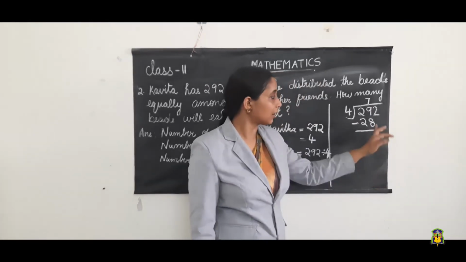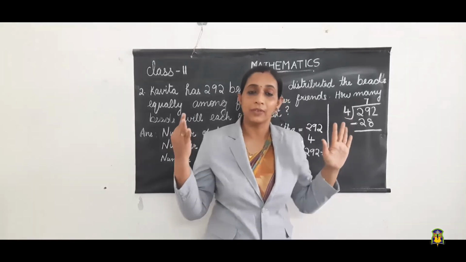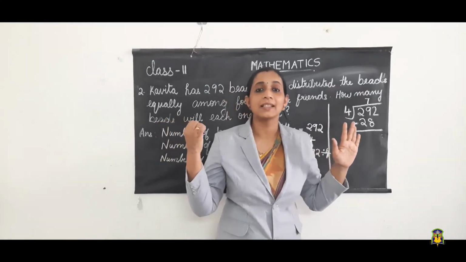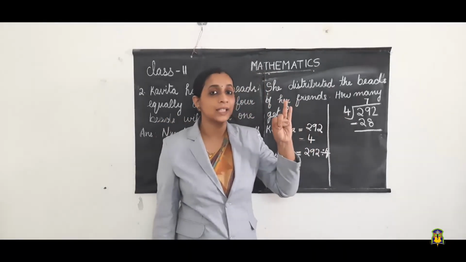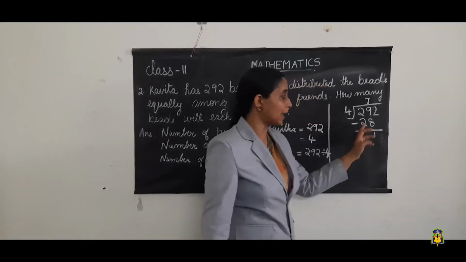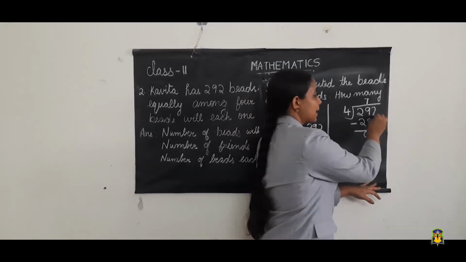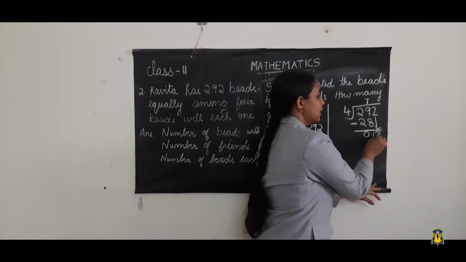Subtract. What is 9 minus 8? 9 in mind, 8 in hand. Before 9: 8, 7, 6, 5, 4, 3, 2, 1. So we got 1. 2 minus 2 is 0. What is the next step? Bring down the next number, that is 2.